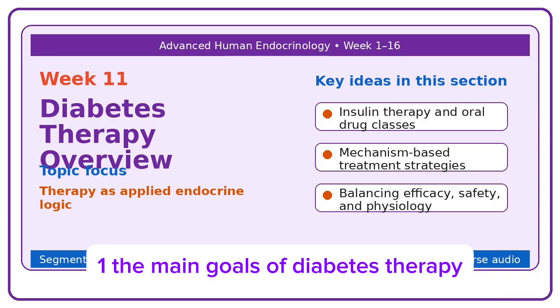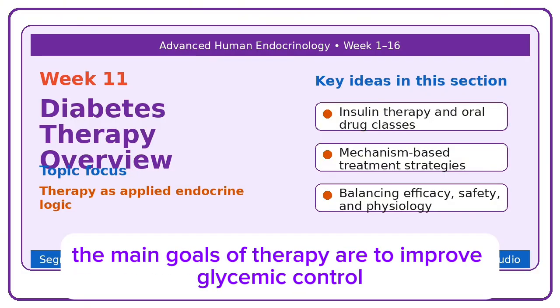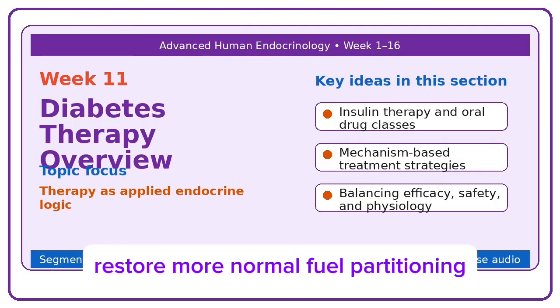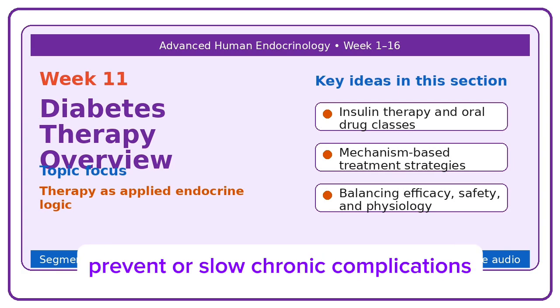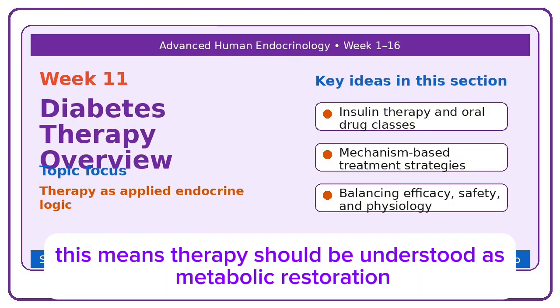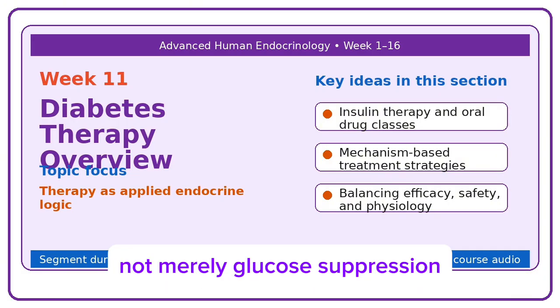1. The main goals of diabetes therapy. The main goals of therapy are to improve glycemic control, restore more normal fuel partitioning, reduce acute metabolic instability, prevent or slow chronic complications. This means therapy should be understood as metabolic restoration, not merely glucose suppression.